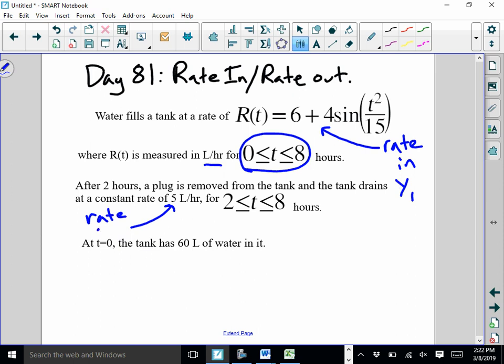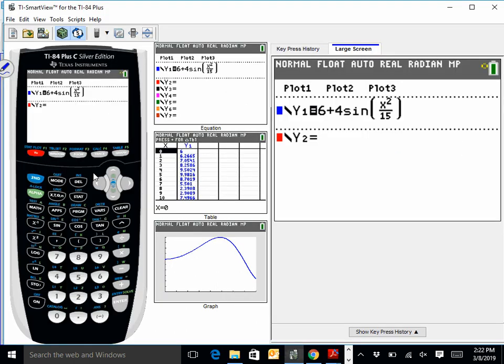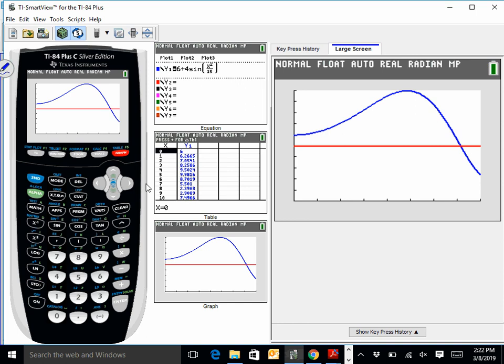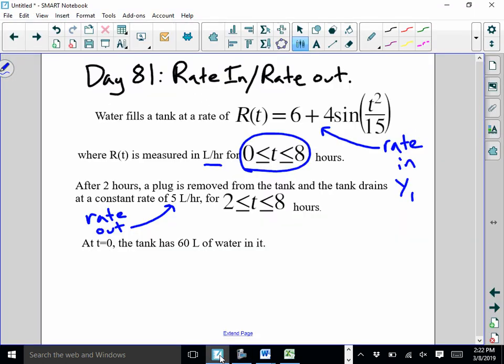Now this is just a constant rate of 5. So I'm going to go back to my graph here, and for y2, I'm just going to graph 5. Okay, so there we see our rate out. It's a constant rate. That's my rate out. It's just the function 5, right? It's just a horizontal line at 5. That's our y2.